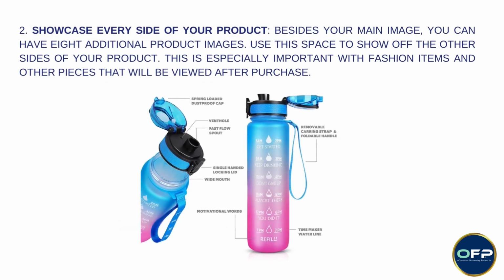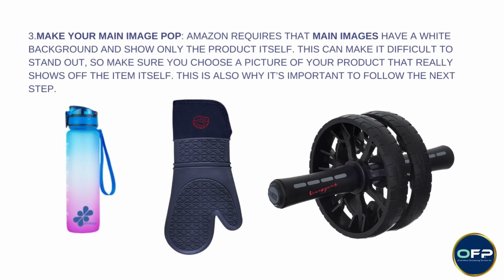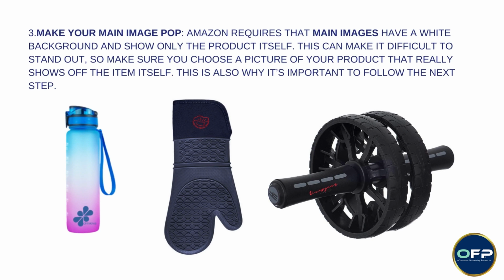2. Showcase every side of your product. Besides your main image, you can have 8 additional product images. Use this space to show off the other sides of your product. This is especially important with fashion items and other pieces that will be viewed after purchase. 3. Make your main image pop. Amazon requires that main images have a white background and show only the product itself. This can make it difficult to stand out.